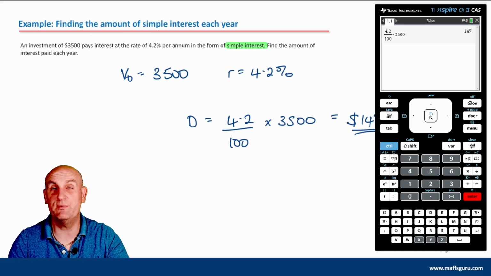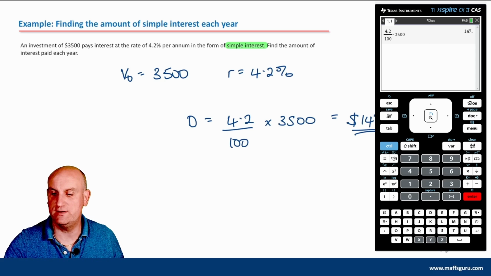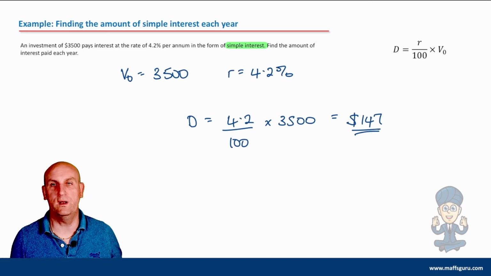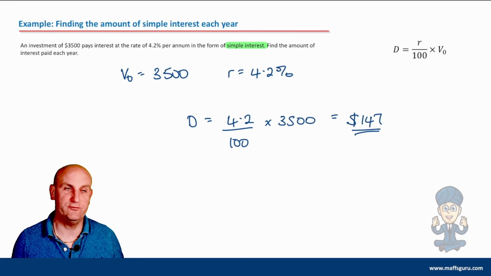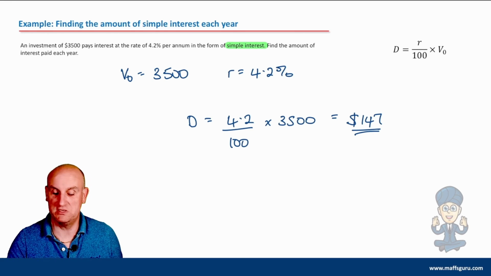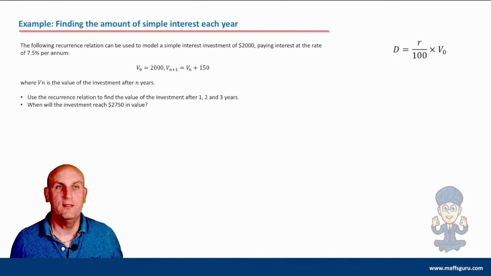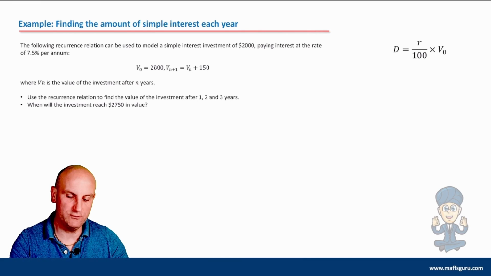So again, because this is simple interest, that would suggest that every single year I will be getting $147 in interest. Doesn't really work like that, but ka-ching. The following recurrence relation can be used to model a simple interest investment of $2,000. There we go, so at $2,000, paying interest at a rate of 7.5% per annum.